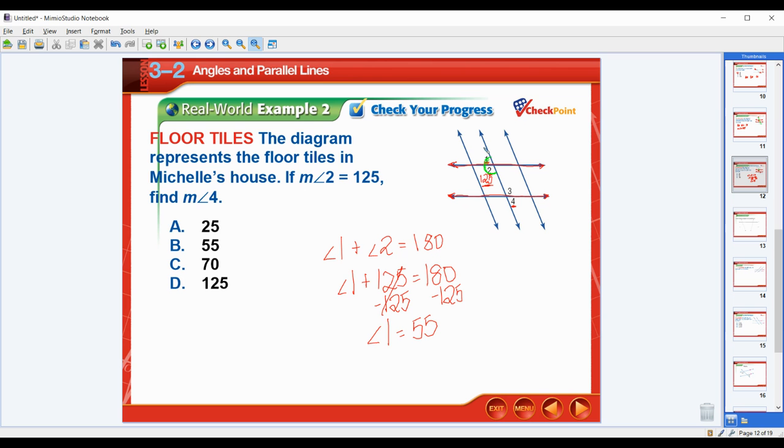So if angle 1 is 55, we've already talked about it. Angle 1 and angle 4 are alternate exterior angles. So we would be able to solve this. And we know since alternate exterior angles are congruent, if angle 1 is 55, then angle 4 must also be 55.